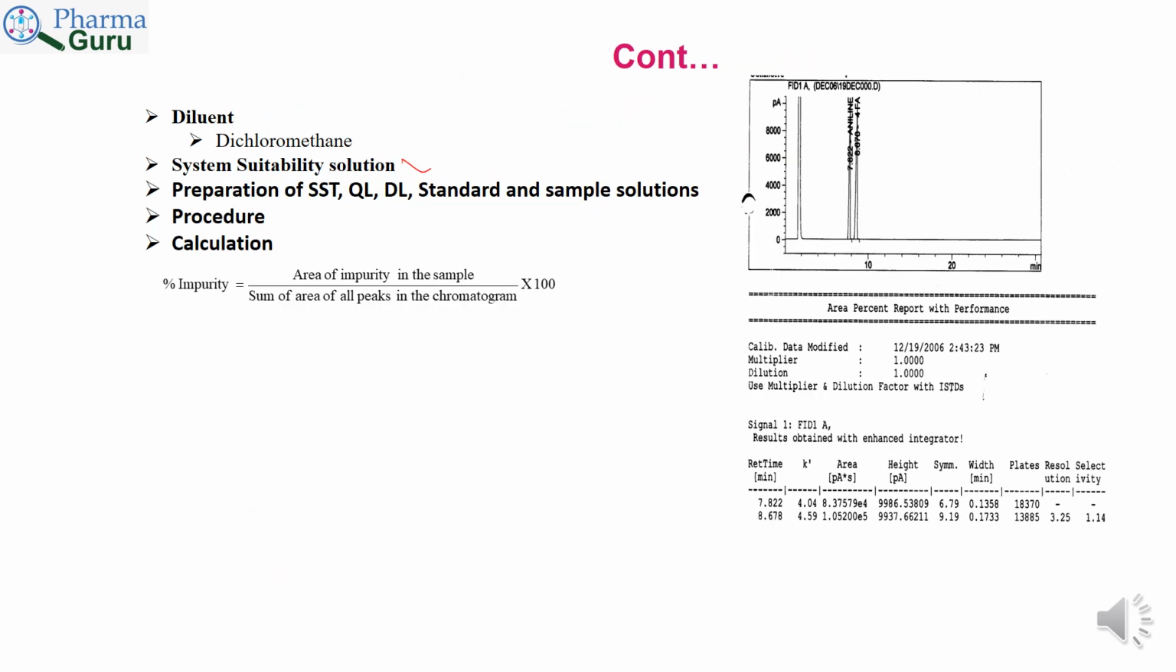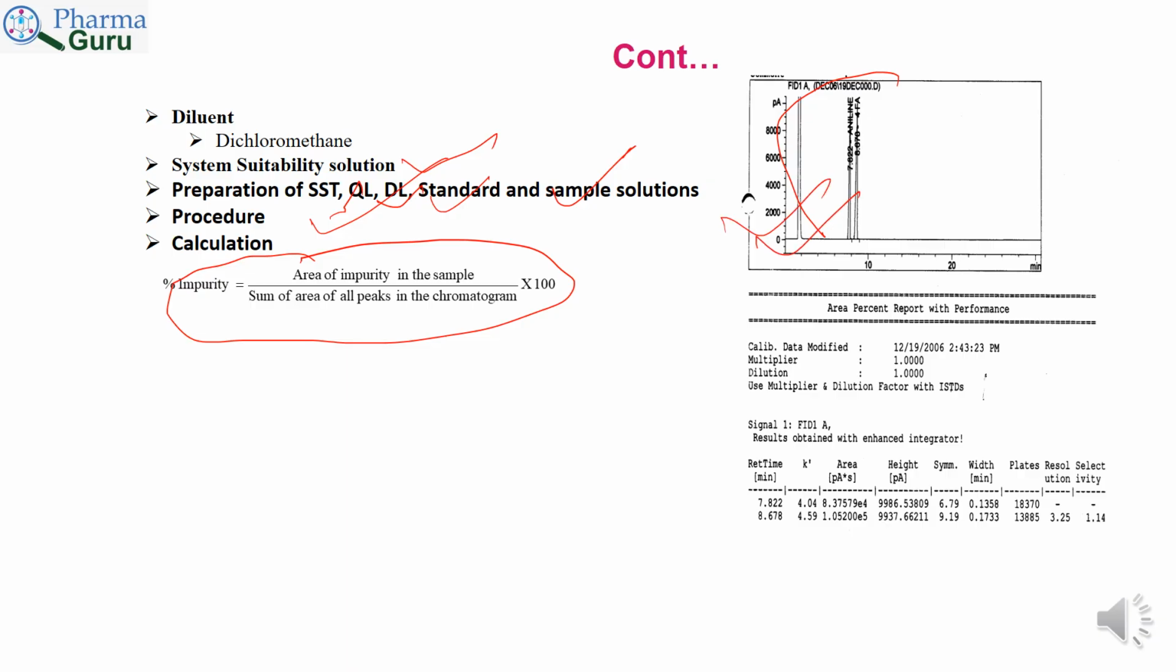system suitability solution, preparation of SST, QL, DL, standard solution, procedure of injection and calculation procedure like this, and then typical chromatogram of DL, QL, system suitability, sample solution and standard solution. This is the SST solution with all the details in the report as required.